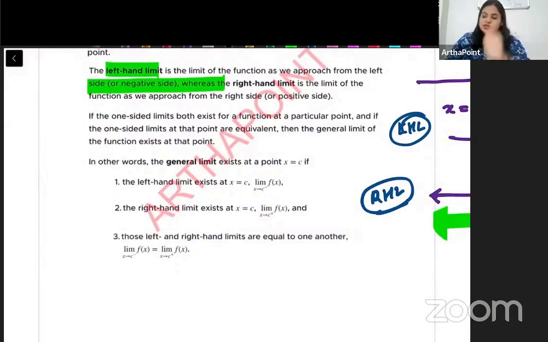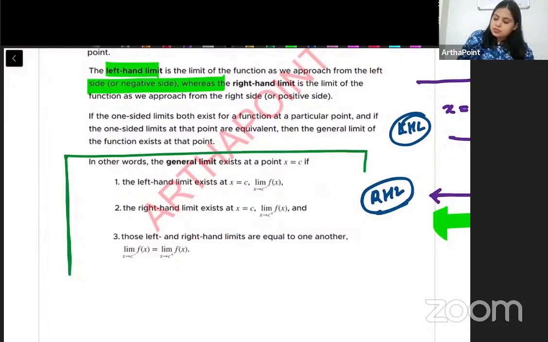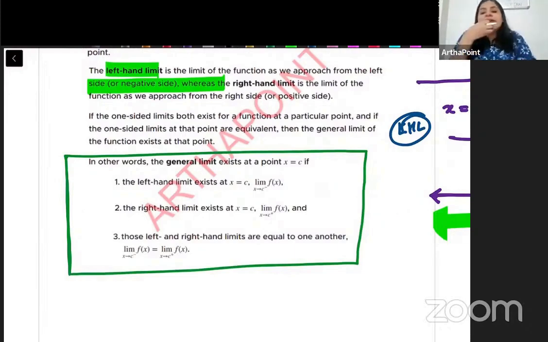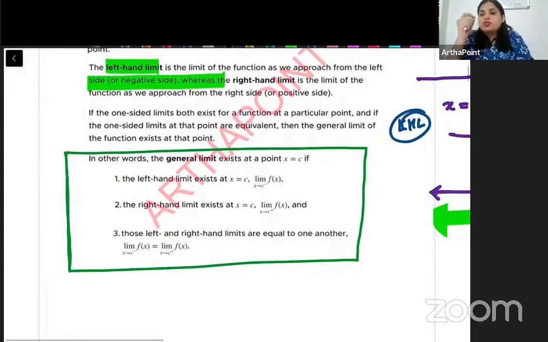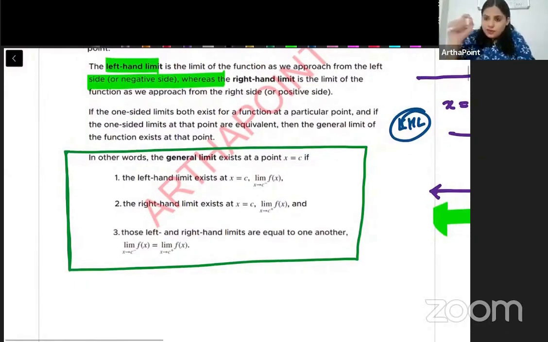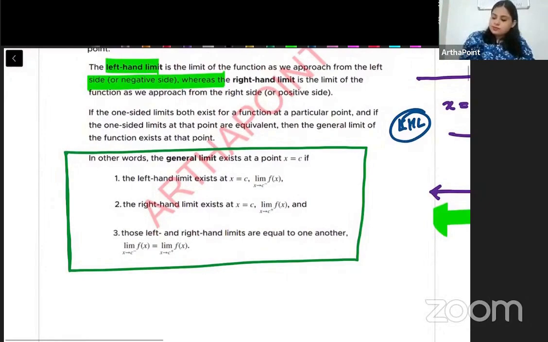Now, when do we say in general that a limit exists? A limit exists. This is the very important definition. A limit exists when you see that the left hand limit exists, the right hand limit exists, and both are equal to each other. And that is when we say the limit generally exists. Right? We will talk about it a little more. It should be equal to the value of the function also, which we will talk about.